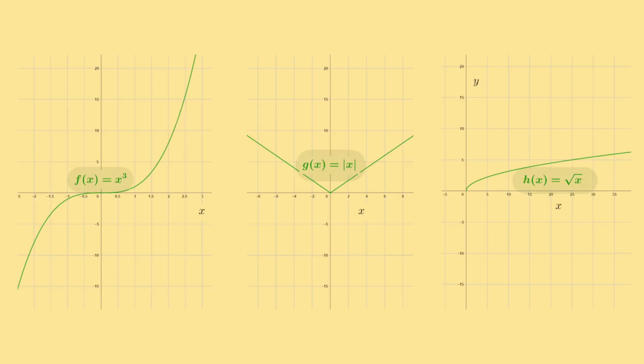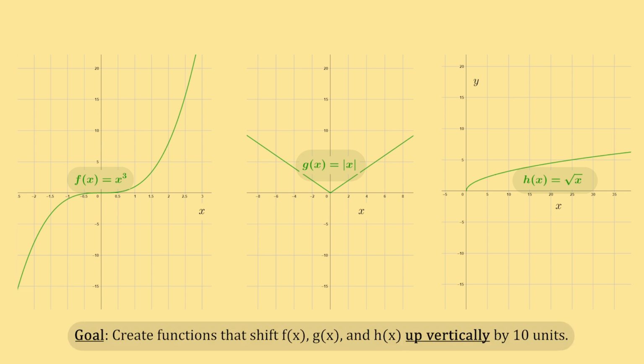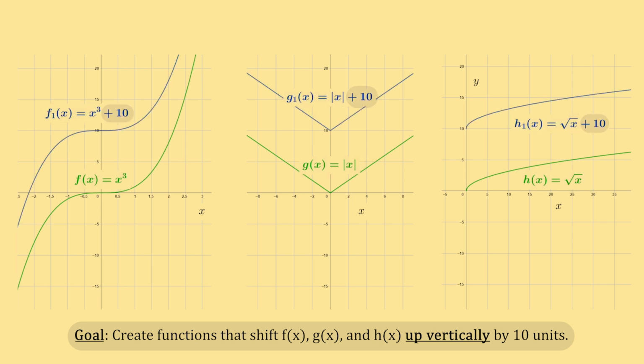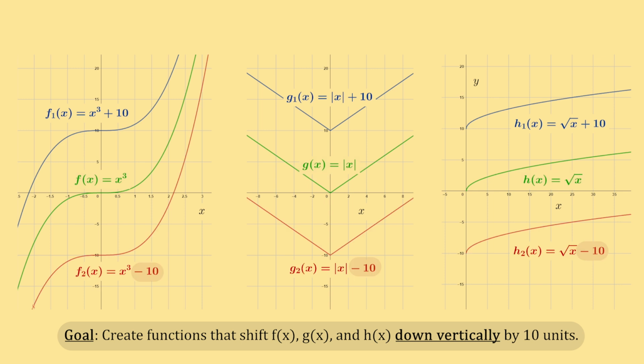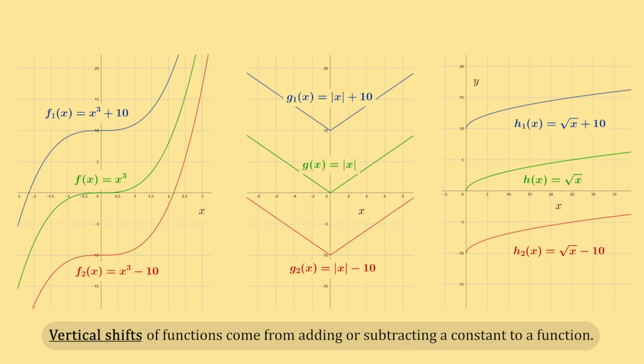Consider all of these functions. If I wanted to create functions of each of these that shifted each one vertically by 10 units, I'd create functions that look similar to them but add a constant of 10. If I wanted to shift them down 10, I would subtract 10 from the original functions to shift them vertically down 10. Mainly, vertical shifts of functions come from adding or subtracting a constant to a function.